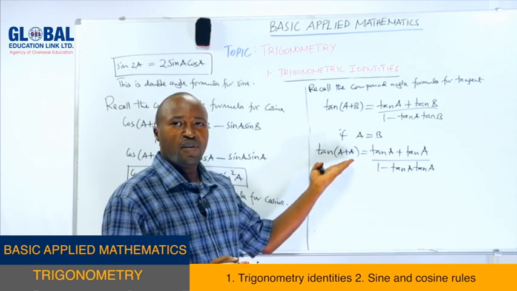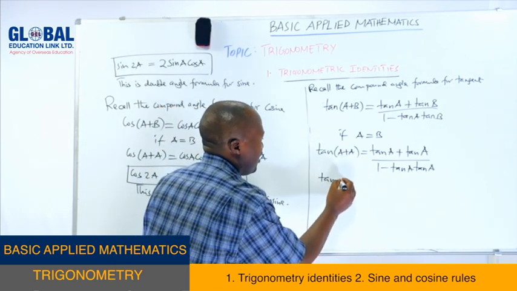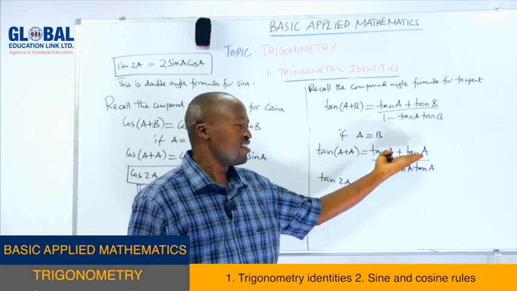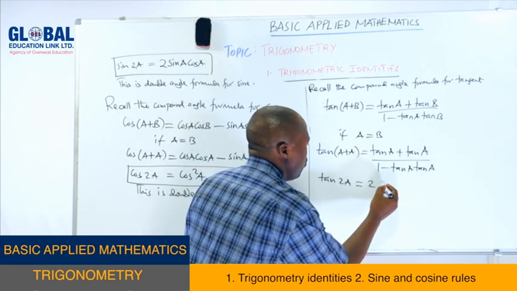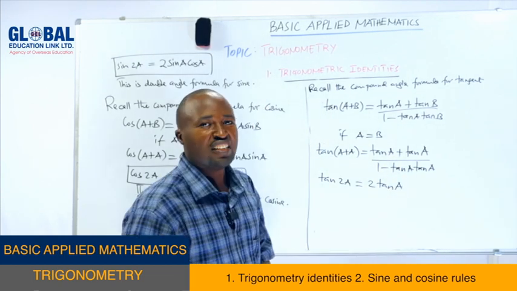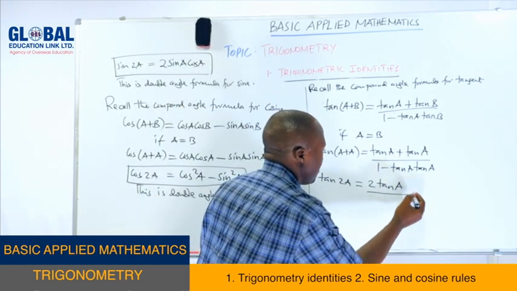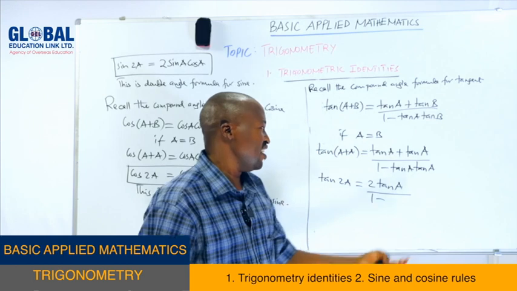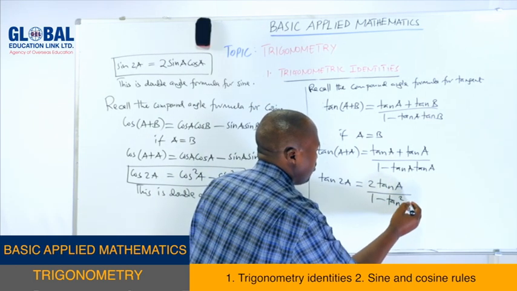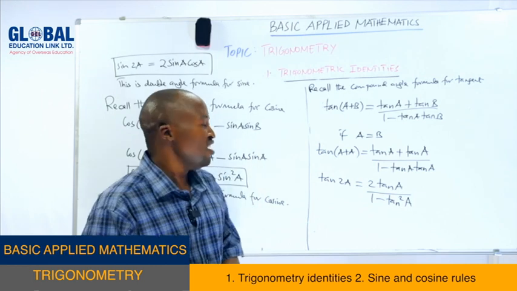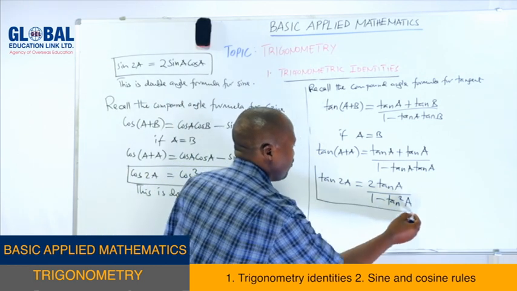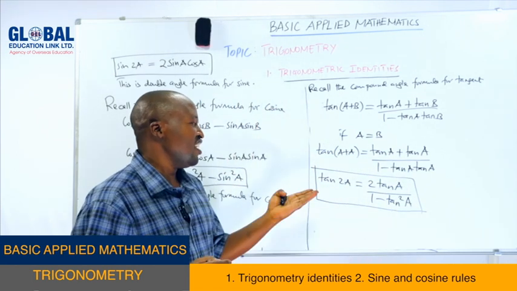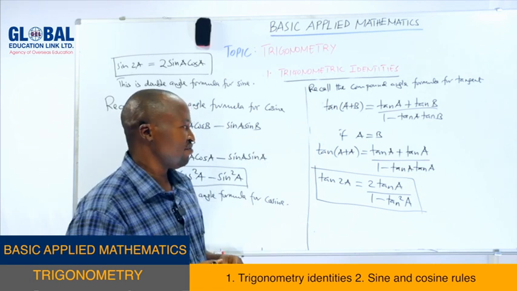Now, A plus A, that is tan 2A, which is equal to tan A plus tan A, that is 2 tan A, over 1 minus tan A times tan A, that is tan squared A. So this is another identity formula we call the double angle formula for tangent.